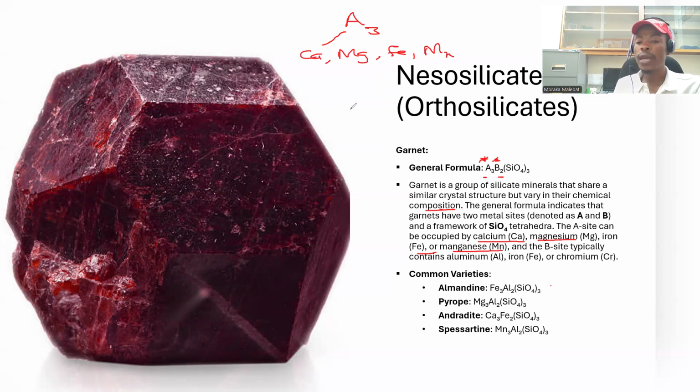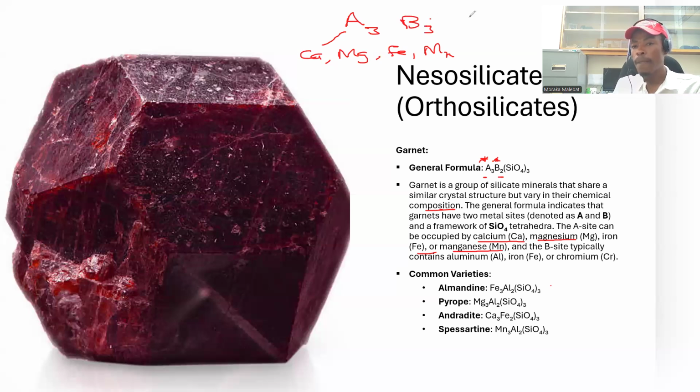So it means you can have iron 3. If you have iron 3, you'll be talking about the almandine. If you have magnesium 3, you'll be having pyrope. If you have calcium 3, you'll be having what you call the andradite. But if you're having the manganese, you'd be having what you call the spessartine.